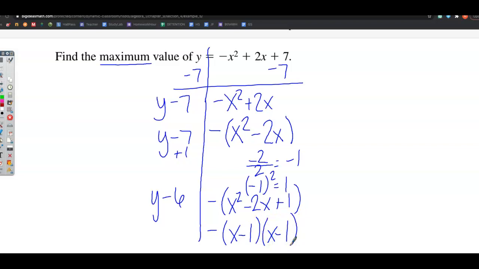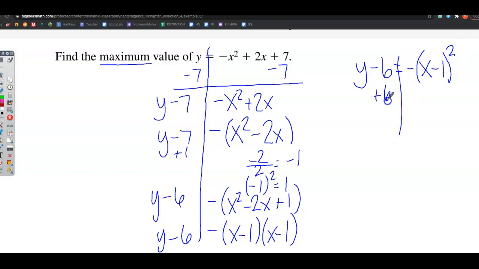Okay. So then I would rewrite it to be y minus 6 equals negative, parentheses, x minus 1 squared. So then my last step would be to add 6. So y equals negative, parentheses, x minus 1 squared plus 6.